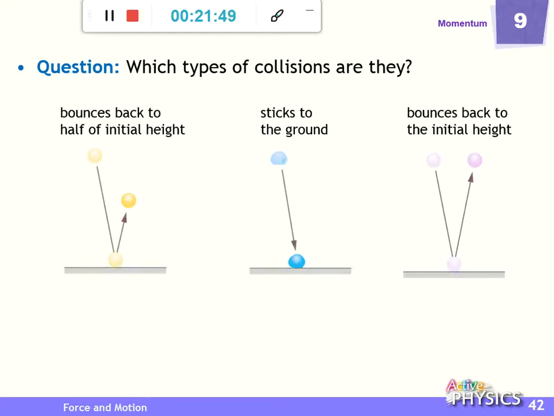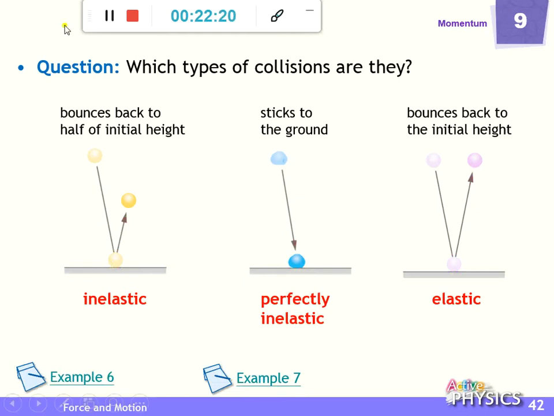So look at this question. Which type of collision are they? Okay. Look at this. Sticks to the ground means that all the energy will be lost. This one should be perfectly inelastic. And this one will rebound back to the original height, with low energy loss. This one should be a perfectly elastic collision. This one should be an inelastic collision. Okay? This part is very important, especially the table. I stop here.